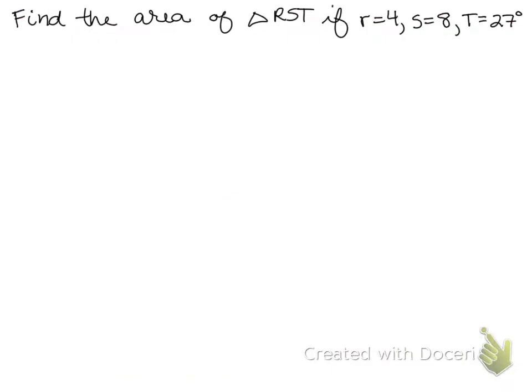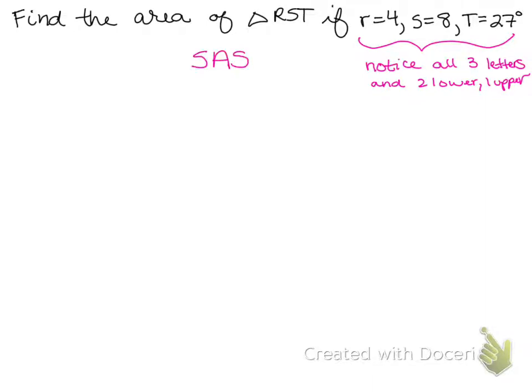All right, let's try an example. Find the area of triangle RST if R is 4, S is 8, and T is 27 degrees. You can draw a picture if you want to see if you have side-angle-side, but it's not necessary. Notice we have all three letters represented, and there's two lower and one uppercase. That makes side-angle-side. So if you'd like to, go ahead and change the RST to ABC.